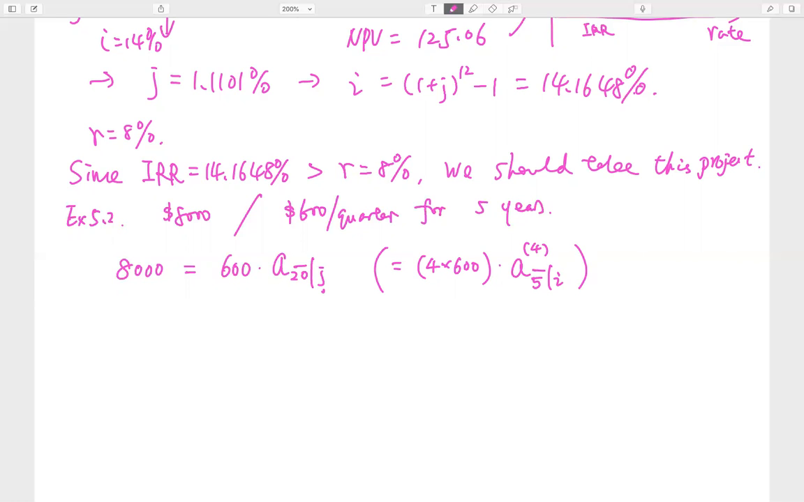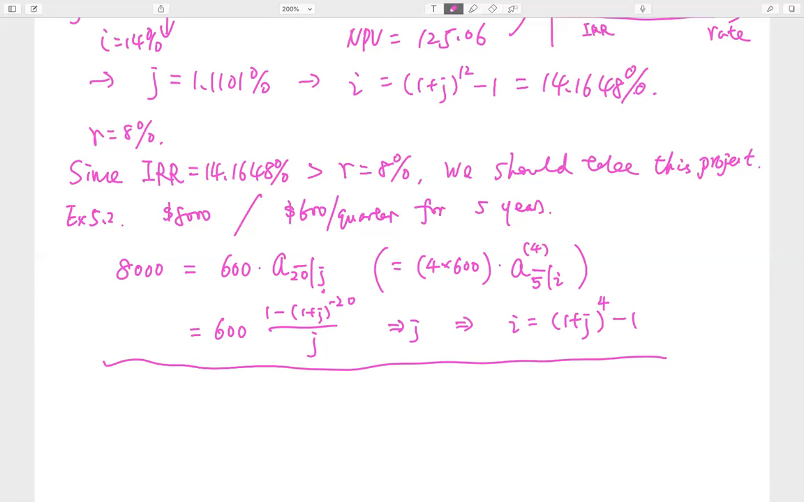From here, we can write down the equation. Of course, you also have a formula from there if you want to apply that, that's also okay. So from here we should be able to get j. Once we get j, i would be 1 plus j to the fourth minus 1. That would give us IRR. You can try, but let me give you some of the trials.